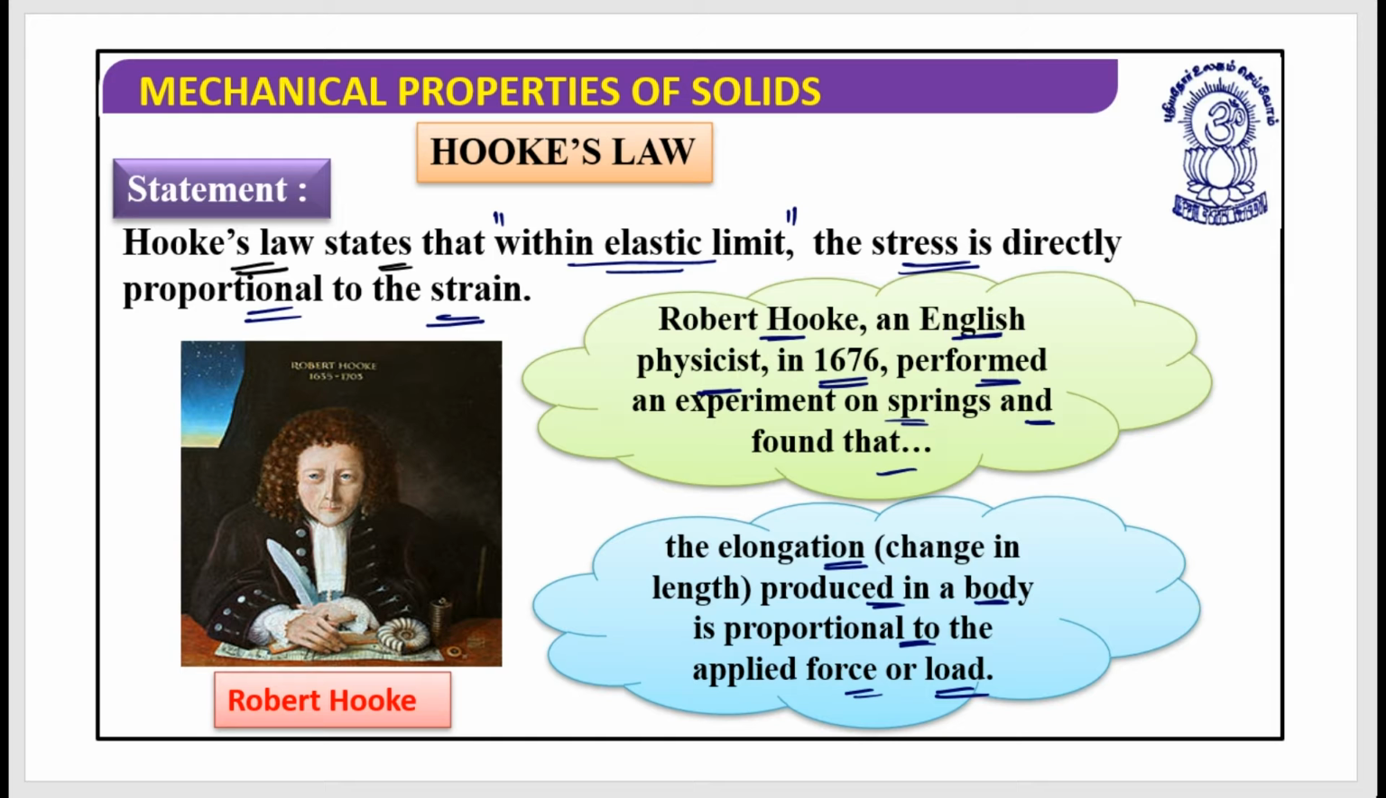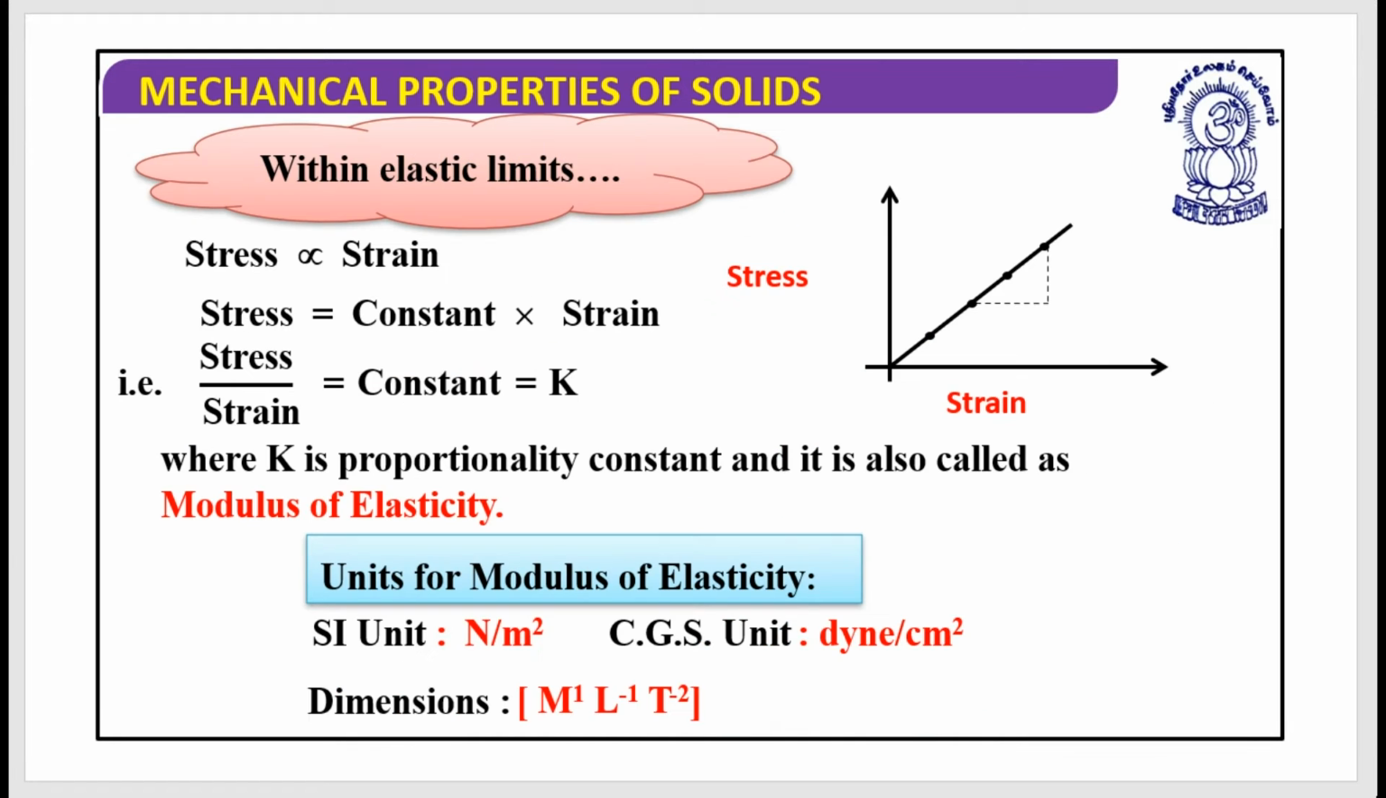And then he said that if you perform this within an elastic limit, then the force applied, that means stress, is directly proportional to the strain. So if the statement is converted to a formula, then within the elastic limits stress is directly proportional to strain. If I remove the proportionality symbol, then I need to put a constant. So this could be written as stress equals a constant multiplied by strain.